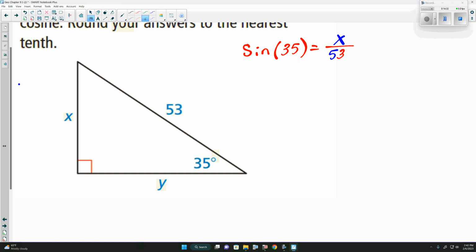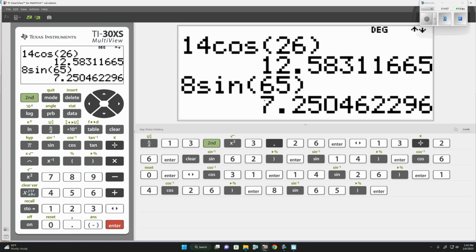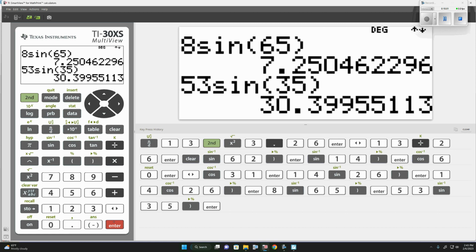What would we do next? We're going to multiply both sides by 53, which will tell us that these will cancel, giving us x by itself is equal to 53 sine of 35. And again, we can plug in the calculator. 53 sine of 35 is 30.39, so 30.4.